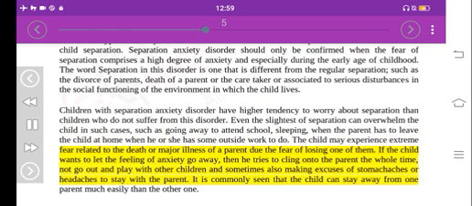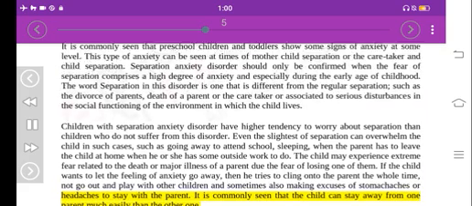If the child wants to let the feeling of anxiety go away, then he tries to cling to the parent the whole time, not go out and play with other children, and sometimes also makes excuses of stomachaches or headaches to stay with the parent. It is commonly seen that the child can stay away from one parent much more easily than the other one.